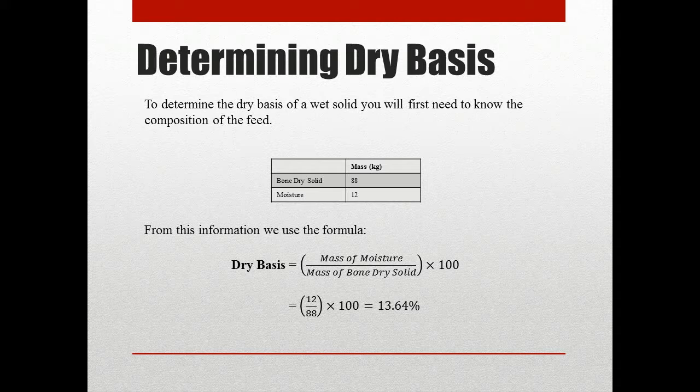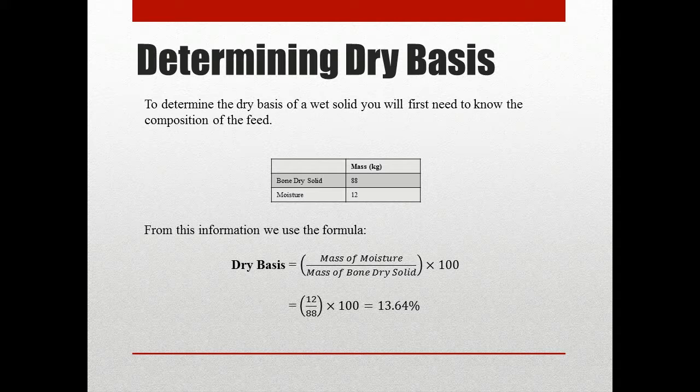On this first slide you can see I've made it very clear that to determine dry and wet basis, we have to know the composition of the feed. So I've made up a hypothetical table here where we have bone dry solid and moisture. So we have 88 kilograms of bone dry solid and 12 kilograms of moisture.